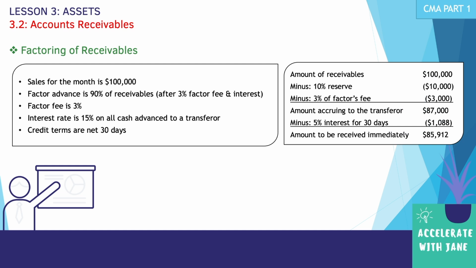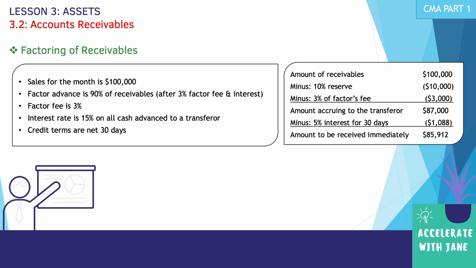So the amount of receivables here is equal to 100,000, which is equal to the sales for the month. Let's assume that this 100,000 US dollars is all sales on credit, so here it's all receivables. Now, the factor advance: the factor will provide the company 90% of receivables, after deducting 3% factor fee and interest, meaning the factor will withhold 10% of the gross amount of receivables. So here, we deduct 10% reserve, which is 10% of 100,000 US dollars, or 10,000 US dollars, right?